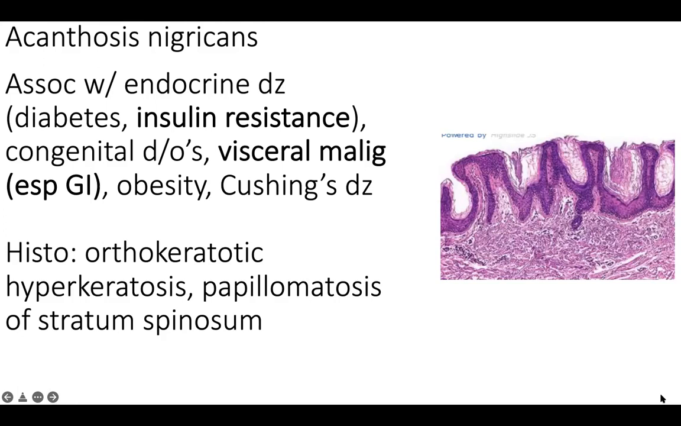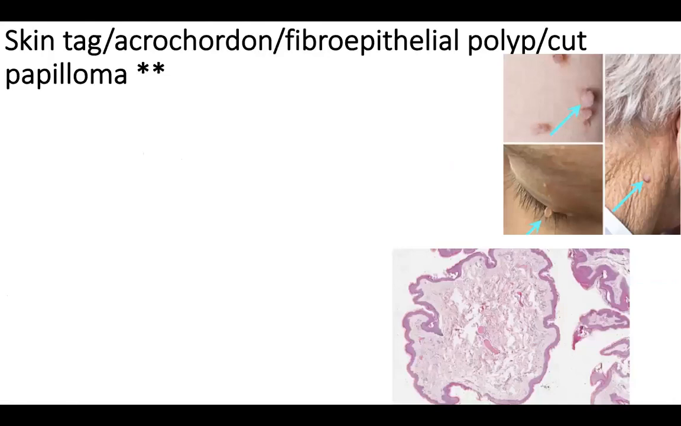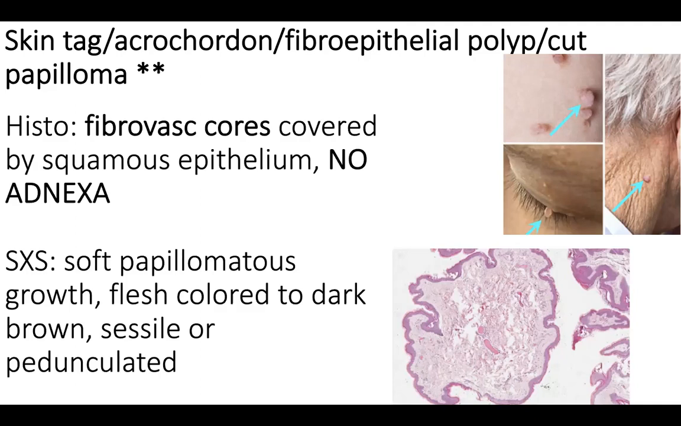So on histology, you're going to see an orthokeratotic, hyperkeratotic papillomatosis of the stratum spinosum, as we can see right here. So as we can see here, we can see skin tags. So acrochordon or fibroepithelial polyps. They're cutaneous papillomas. They've got a fibrovascular core. There's no adnexa. It's covered by squamous epithelium.